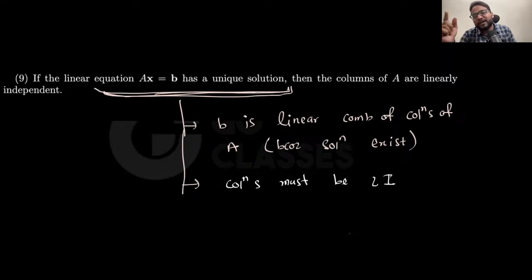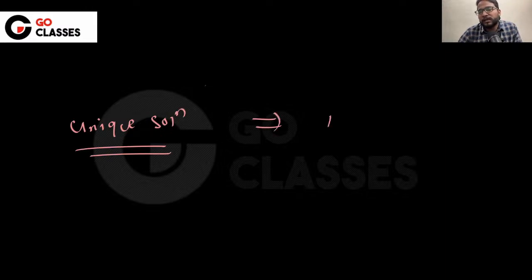Okay. This uniqueness and linear independence are related to each other. They are proportional to each other, or you can say implying each other. If there is a unique solution, there must be linear independence, or if there is linear independence, there will be a unique solution only. So this unique solution exists only when the columns are linearly independent and vice versa.